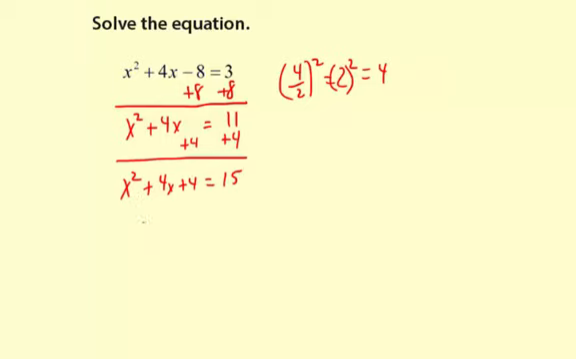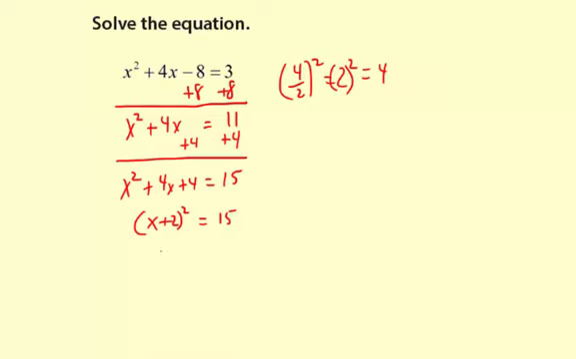Now it's the perfect square trinomial. I'm going to factor it into a binomial. x plus 2 quantity squared equals 15, just like that. Okay, now this is actually the completing the square. The square is complete. But now we can take the square root of both sides and solve the equation. So I'm going to do that now.